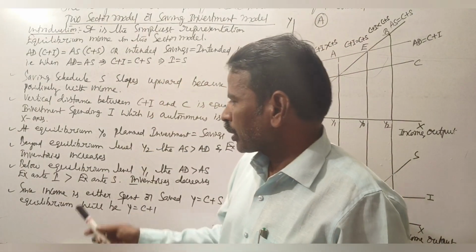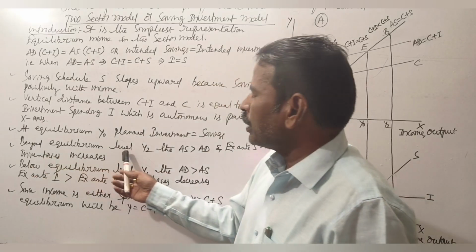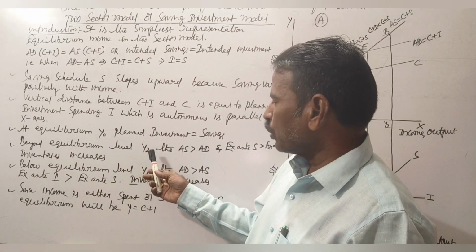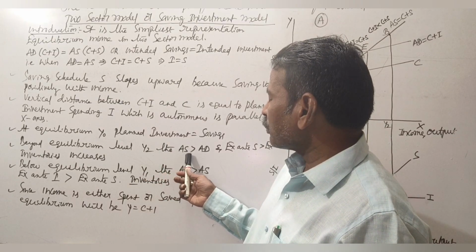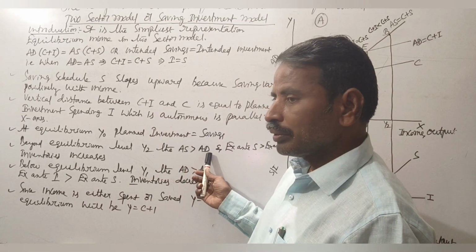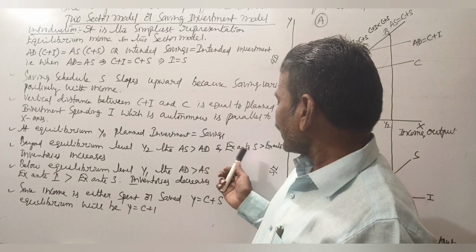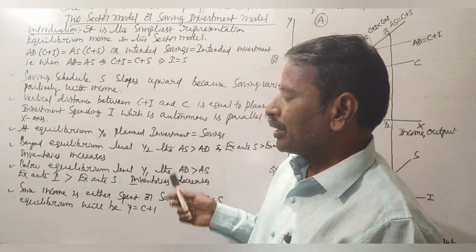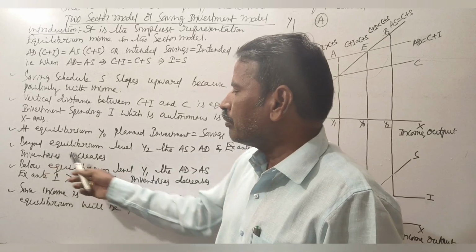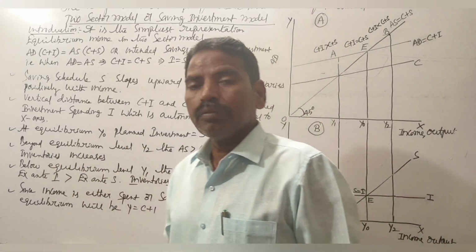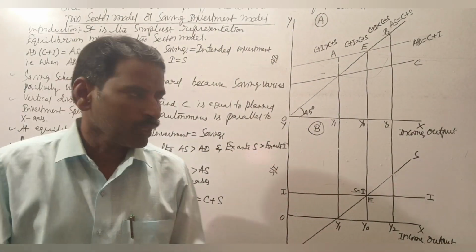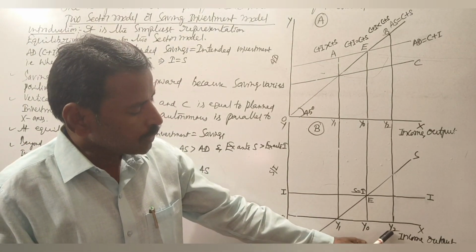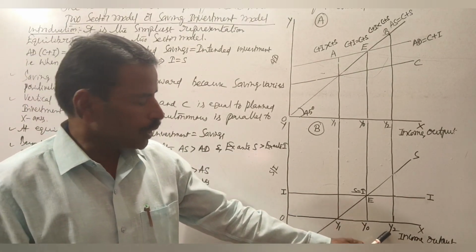Right. Beyond the equilibrium level, that is Y2, the aggregate supply is greater than aggregate demand. That means ex ante savings are greater than ex ante investment. As a result of that, inventories increase. This is beyond the equilibrium level, that is Y2.